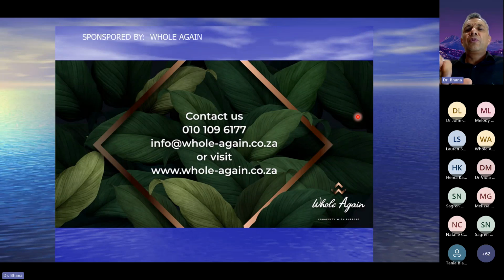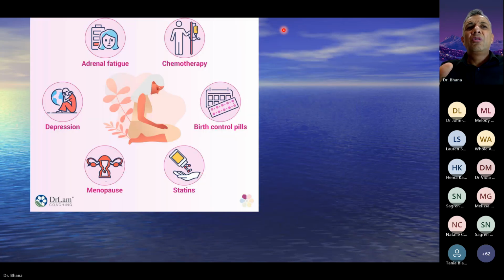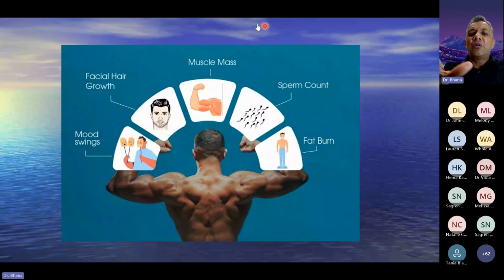As usual, we put it up, and now I think I'm going to stop sharing because I need to find the rest of the questions. So listen, guys, this is a nice summary slide of what testosterone can do. This is females. Like I said, I've got over 180 slides. So now I'm going to stop sharing, and we're going to take some of your questions.